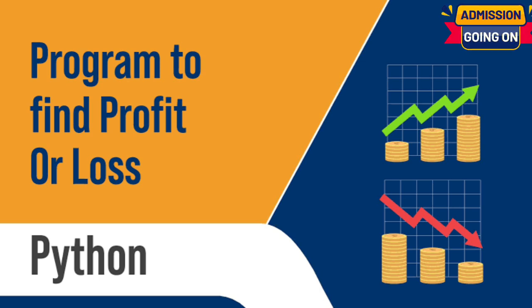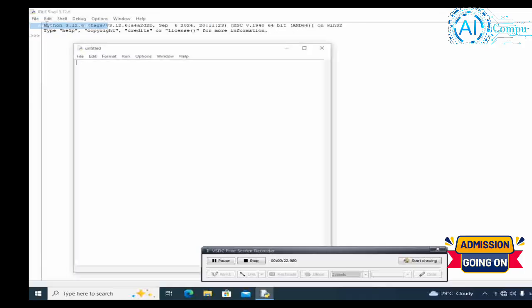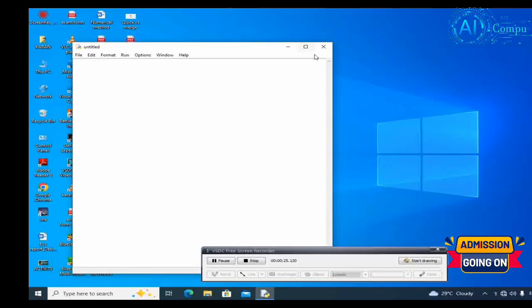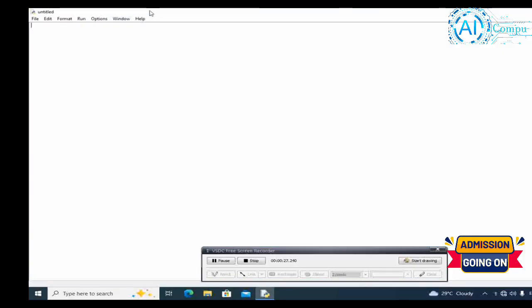Teach you how to write a code in Python for calculating profit and loss and its corresponding percentage. So let's start. We are back on our computer screen. Click on File, then New File, and cut this one to full screen.